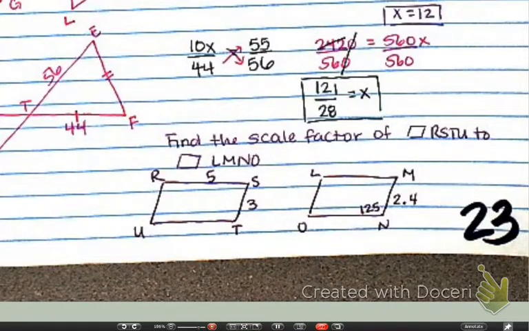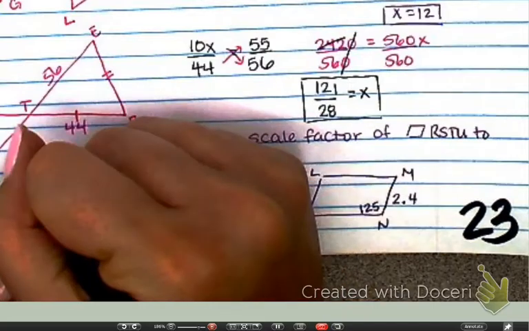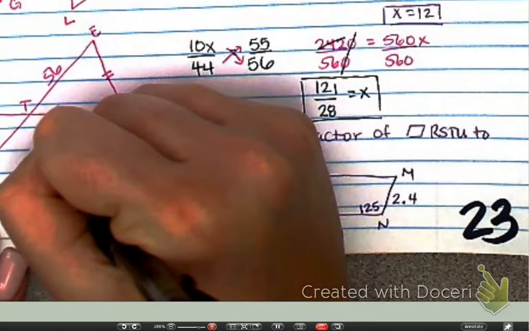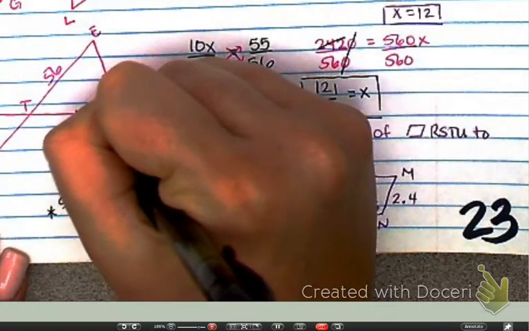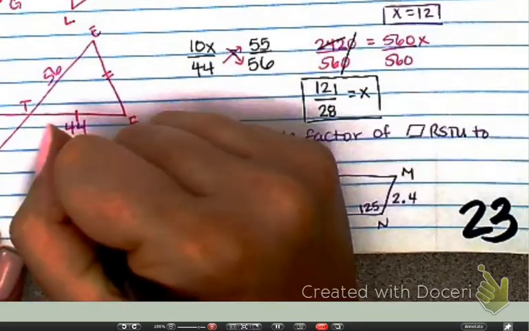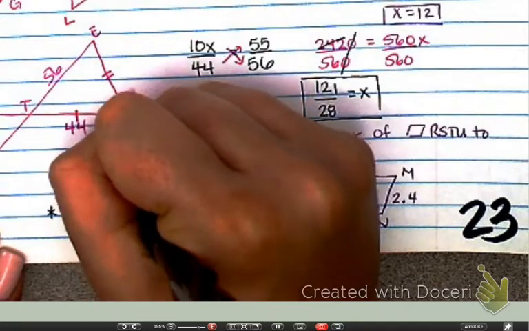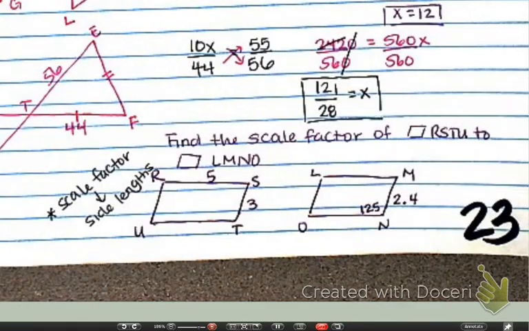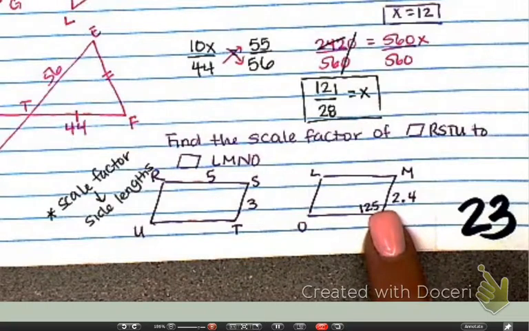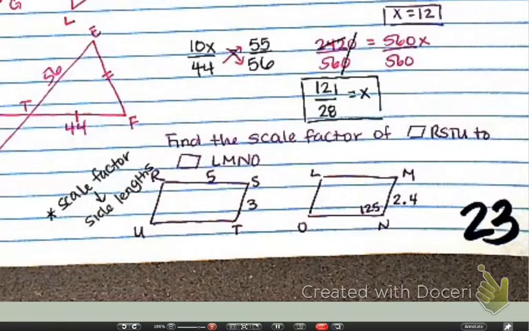So scale factor is a ratio. When we're talking about scale factor, what are we looking at? What part of our figure? Those side lengths. You should write that down. Scale factor means you're looking at side lengths. You do not care what the angles are. So this 125 degrees down here is just there to throw you off. You don't care what that is. You are only looking at side lengths when we're talking about scale factor.